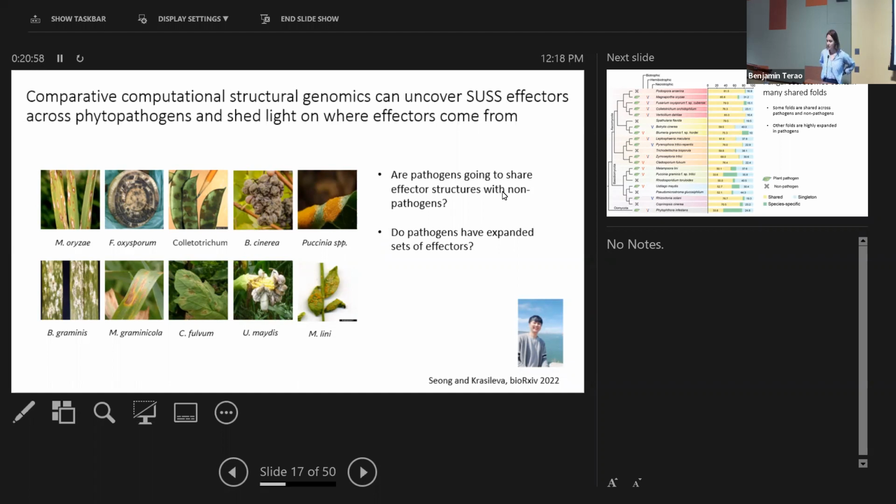interesting to us. Are pathogens going to share structures of effectors, right? Is there a particular fold that makes a pathogen a plant pathogen? Sets of folds. Are they going to also share folds with non-pathogens? Can we start to evolutionarily untangle where the pathogen virulence factors, these effectors, come from, originate? And by sequence similarity, a lot of times we cannot.